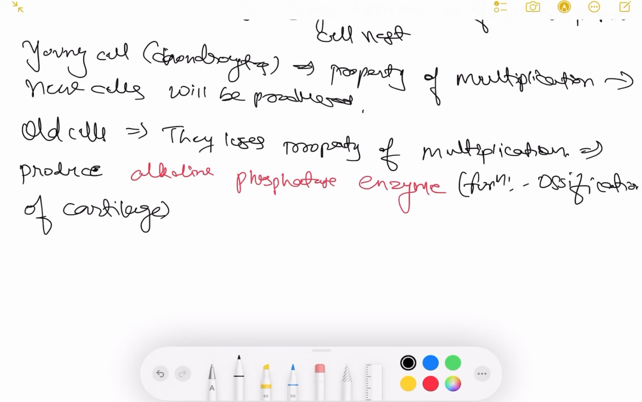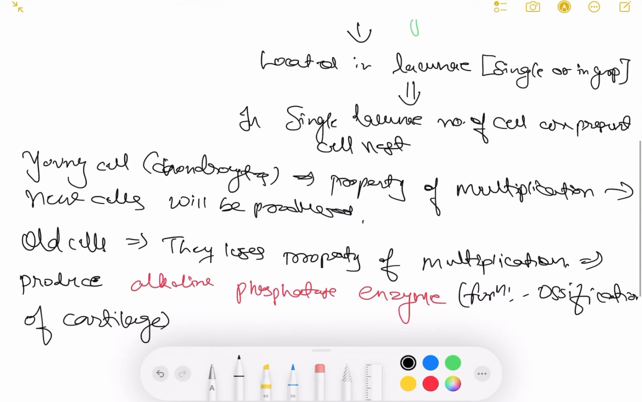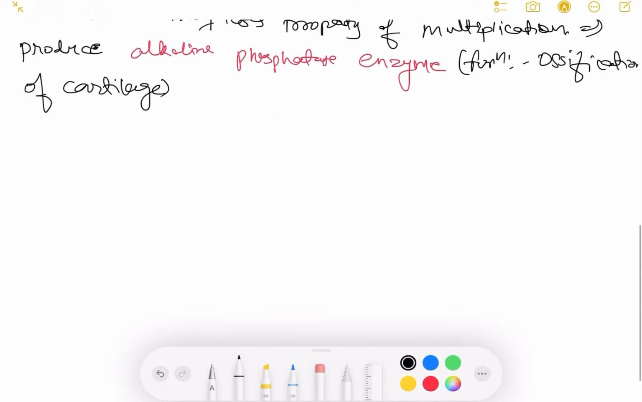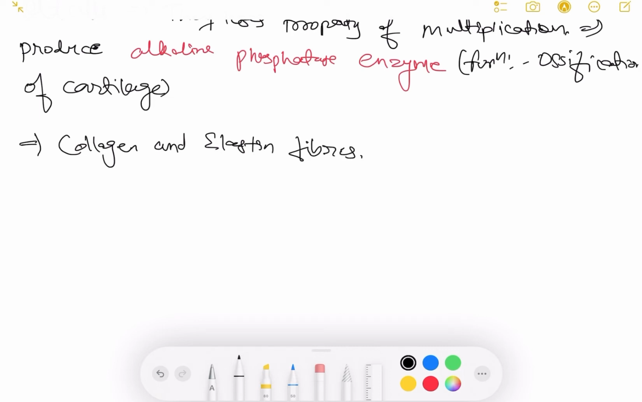So this was about chondrocytes, where they are located, and what old cells do as they lose the property of multiplication. They produce an alkaline phosphatase enzyme, and that helps in the ossification of cartilage. Now if we talk about fibers, cartilage contains both collagen and elastin fibers. Collagen is also a type of protein, elastin is also a type of protein. From there the fibers are made.